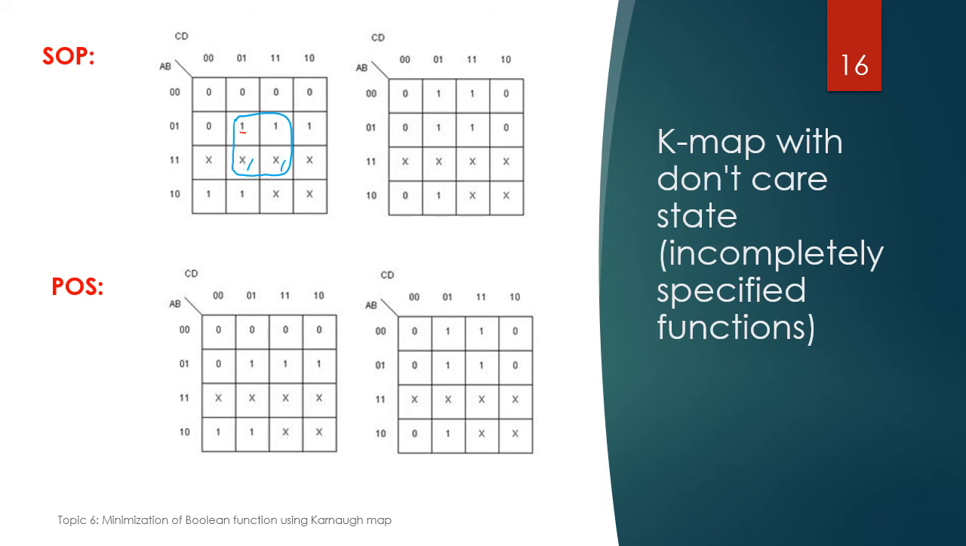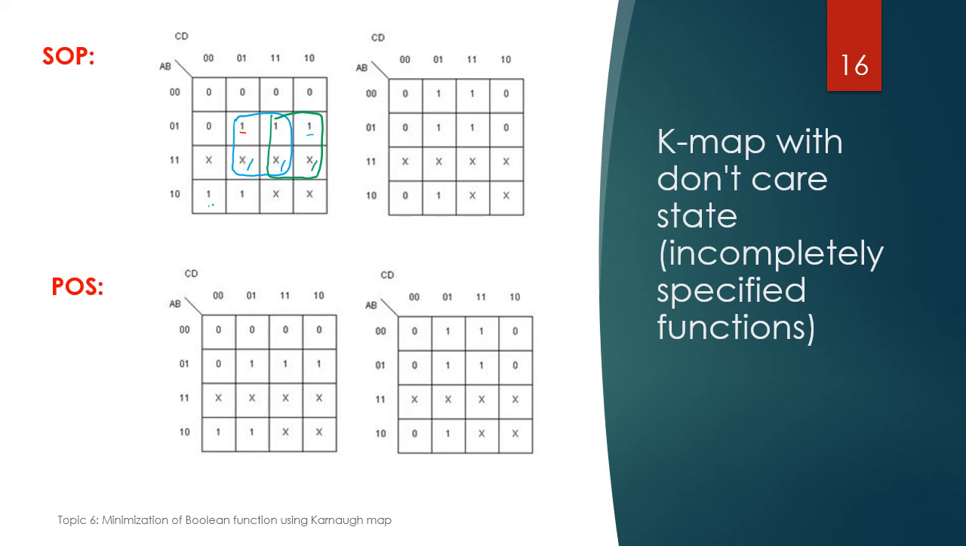And for this one here, I can also do a group of 4 like that. So basically treat this x as 1 too. Then for these two ones here, a natural thought is to make a group of 2 like that. But that's not the best result actually.